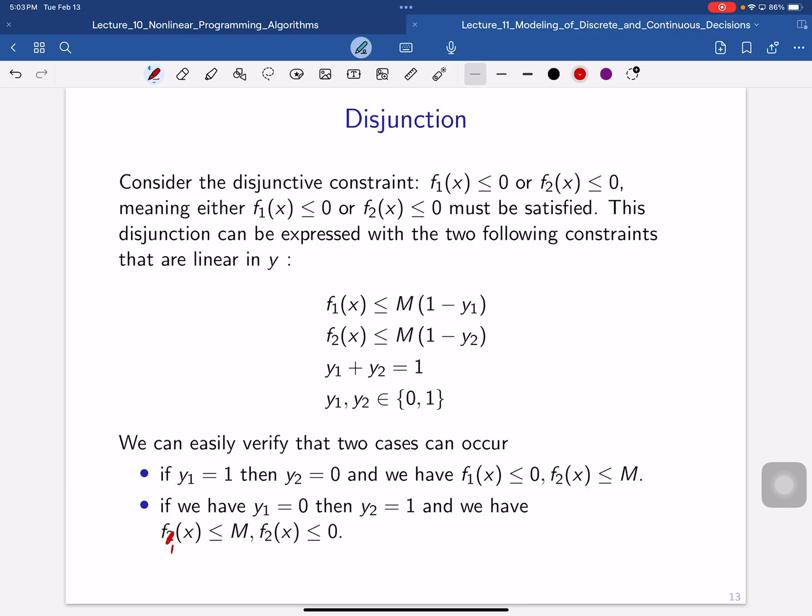Questions here? Yes. Do you have multiple big M values for different constraints, or is it just one number? Yeah, that's a very good point. For each of the constraints, you should pick the big M as small as possible. That will help your problem. We will come back to this point later.